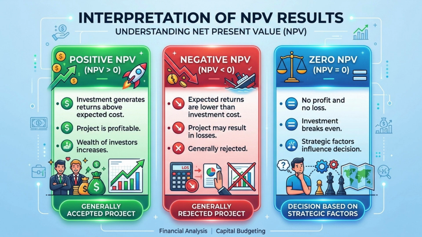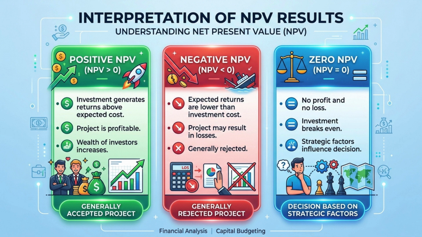Now let us understand how to interpret NPV results. First, positive NPV. If NPV is greater than zero, it means the project's expected earnings are more than its cost. Such projects generally increase shareholder wealth and are considered profitable. Second, negative NPV. If NPV is less than zero, it means expected returns are lower than the required investment. In such cases, the project may lead to losses and is usually rejected.